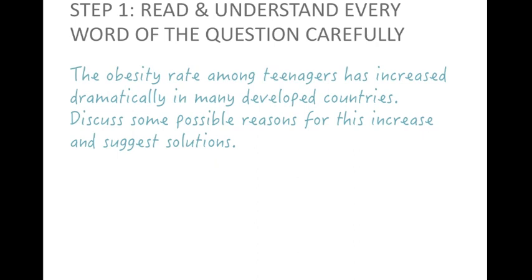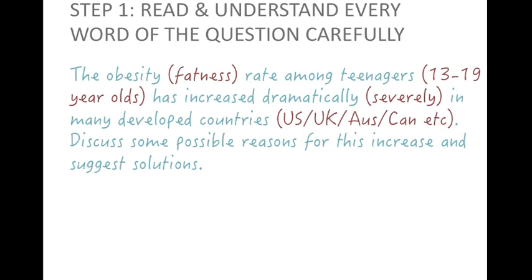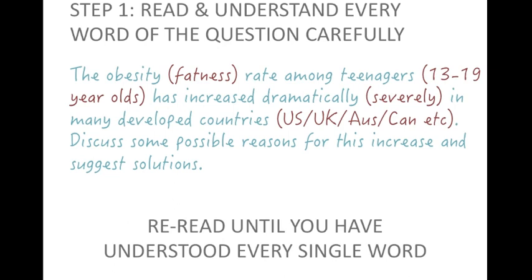So as you can see, obesity rate, it means the fattiness or the weight gain of teenagers. And teenagers is anyone, young people who are in the age group of 13 to 19, has increased dramatically. So it has increased severely or very quickly in many developed countries. Developed countries are countries like USA, Canada, Australia, UK, and so on. So you need to be able to understand the meaning of every single word, and until you do that, I suggest that you read and reread the question so that you have understood every single word of the question.